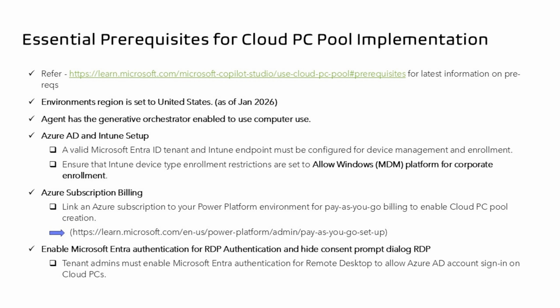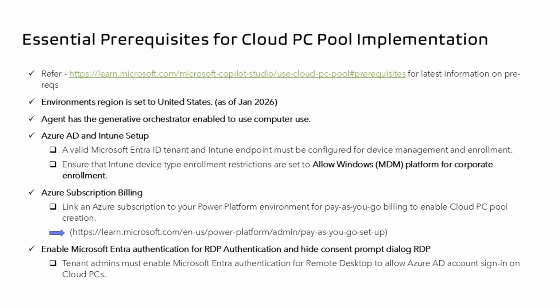The first one, as of recording of this video, the Power Platform environment region is set to United States. And then for the agent that is created within Microsoft Copilot Studio, the generative orchestration setting must be enabled for using the computer use tool.